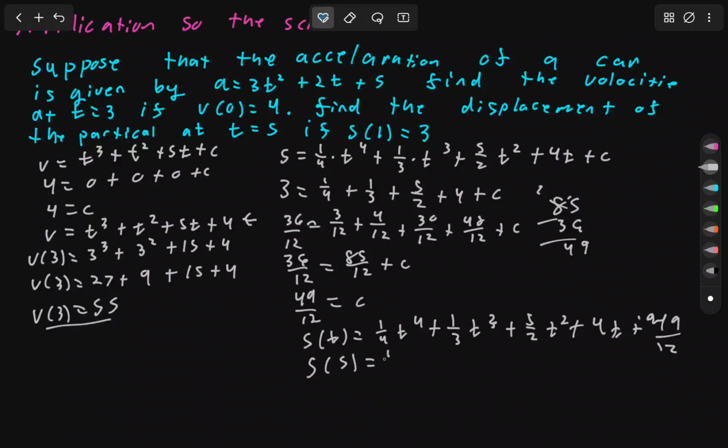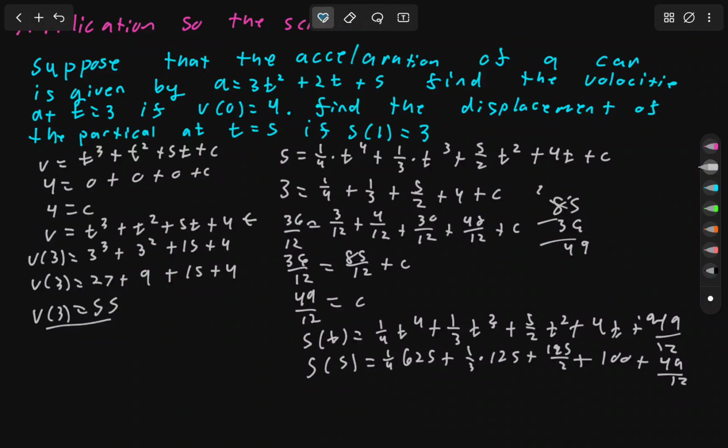So we get 1 over 4. So 5 times 5, that's 25. Times that by 5, it's 125. Times that by 5, that is 625. Plus 5 cubed, which is going to be 1/3 times 125 plus 125 halves plus 100 plus negative 49/12.